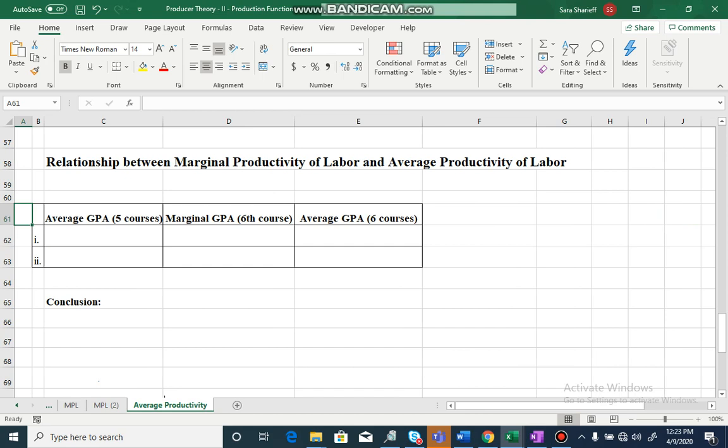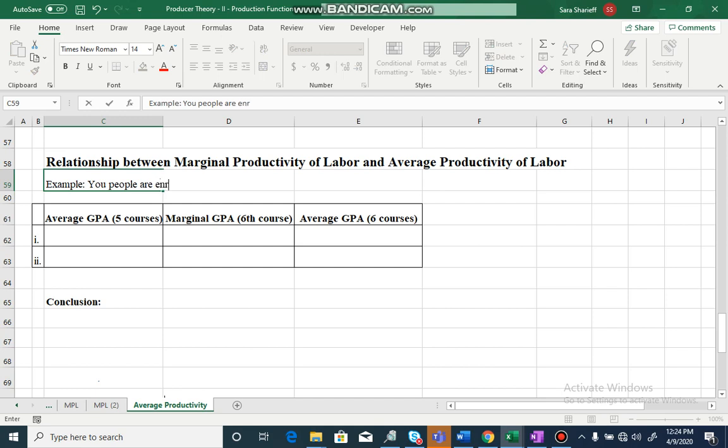What I'm doing is I'll be directly plotting the marginal productivity curve along with the average productivity curve so that you can have an idea how these two are related, right? Now in order to explain how marginal values are related with average values, I am going to use an example you people can very easily relate with. Just assume that you people are enrolled in 6 courses in this semester, right? I don't know whether you really are or not.